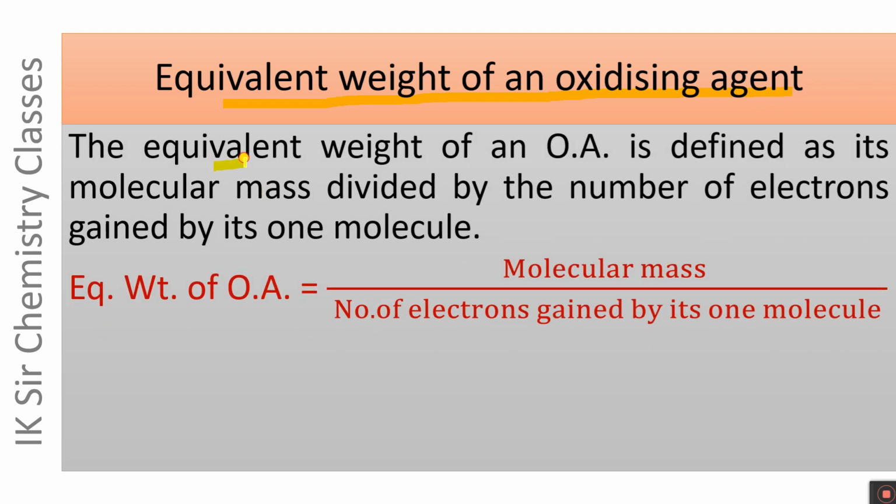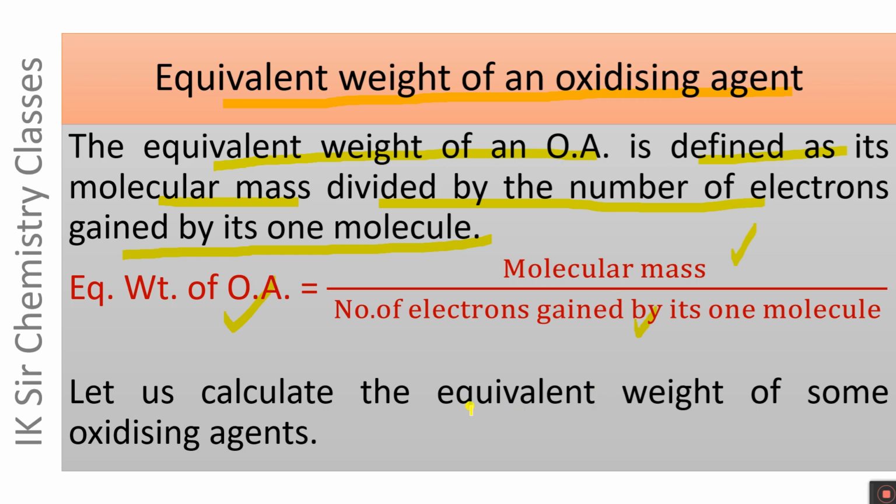The equivalent weight of an oxidizing agent is defined as its molecular mass divided by the number of electrons gained by its one molecule. It can be represented in the form of equation as follows. Equivalent weight of an oxidizing agent is equal to its molecular mass divided by number of electrons gained by one molecule of the oxidizing agent. Let us calculate the equivalent weight of some oxidizing agents.